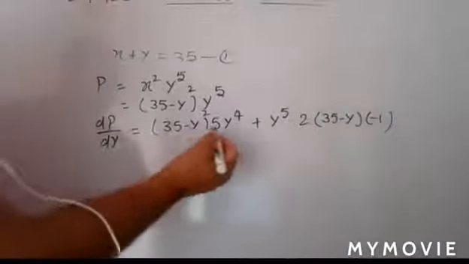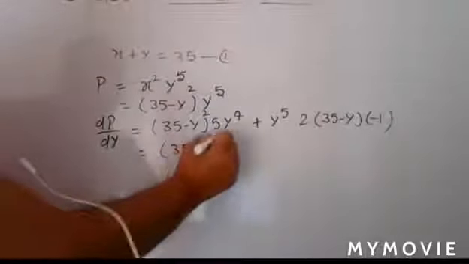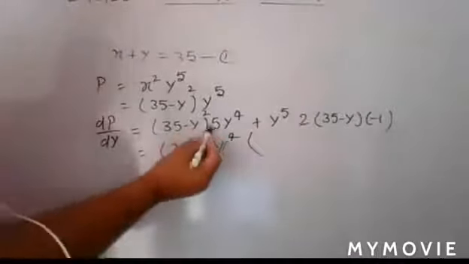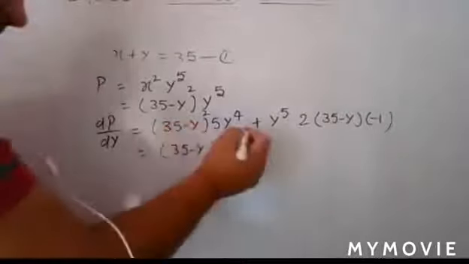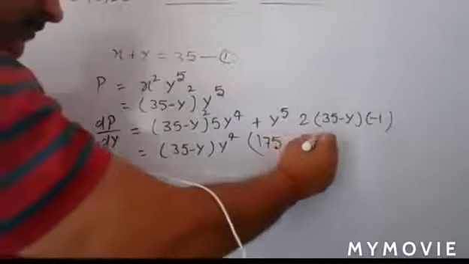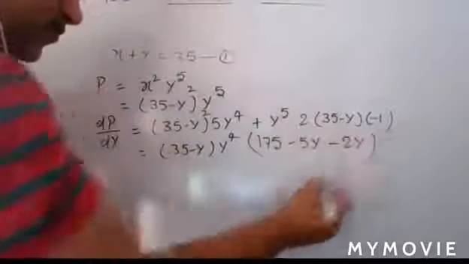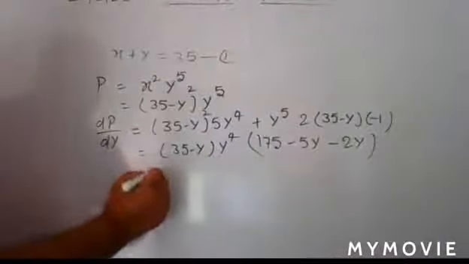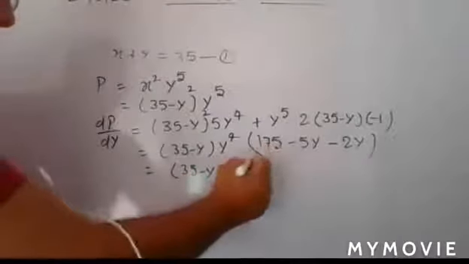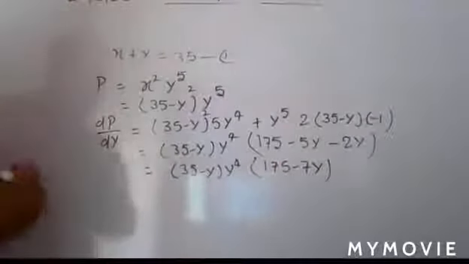Now taking common. Here you have common (35 minus y) and y to the power 4. So that term is common, and here you have 5 into this one. Multiplying, 5 fives are 25, and here you have 175 minus 5y, and here you have minus 2y. After simplification, here you have (35 minus y) into y to the power 4, and this part is 175 minus 7y.